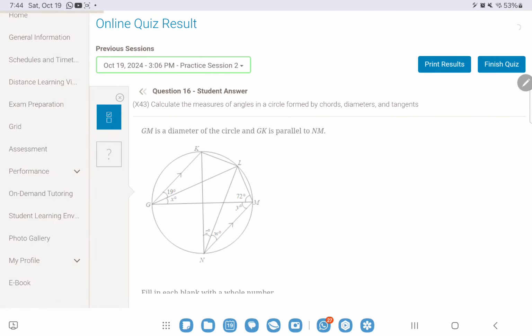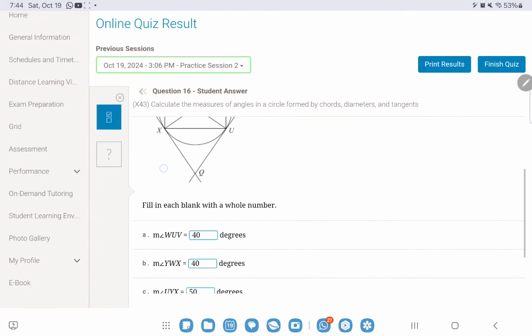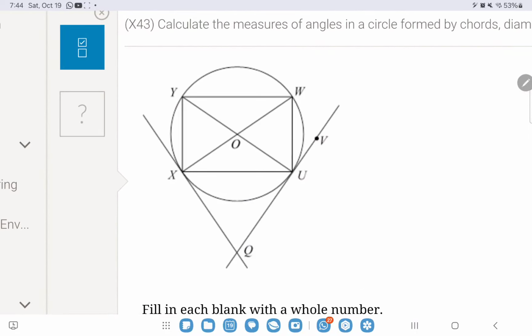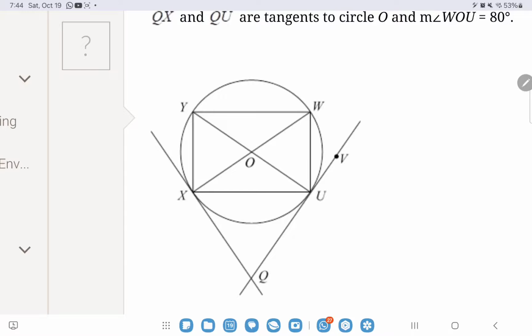Let's move on to the next question and the last question in this quiz. Okay, they want us to find first WUV. So let's start. WUV, this angle. Was there any given? Okay, yeah, they gave us WOU. So WOU is 80. And we know that these are vertical angles, so if this is 80, this is 80. And we know that these are radii, so this is congruent to this. If this is 80, then these two must add up to 100. 100 divided by 2 is 50.